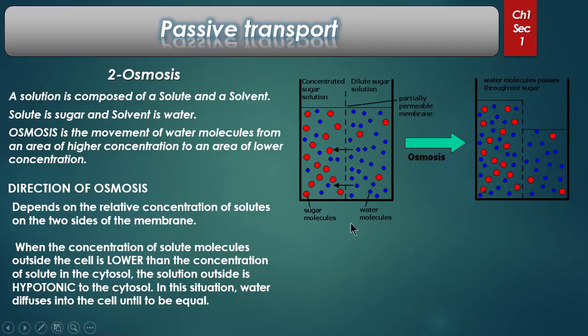Okay, so what is really happening here? Osmosis is the movement of water molecules, not the movement of solute or sugar molecules. So those are sugar molecules, okay? Sugar molecules and water molecules. These little blue circles are water molecules and these are sugar molecules, okay?